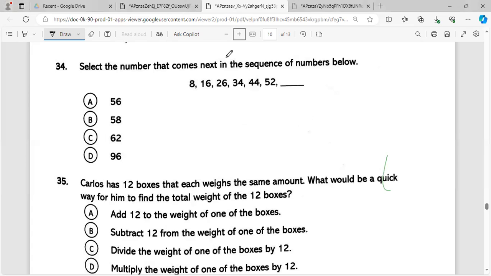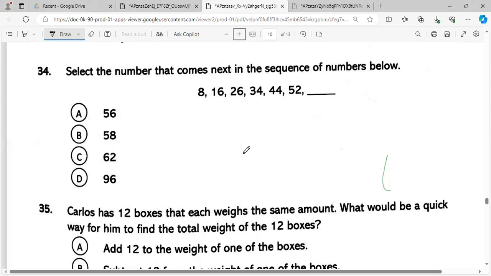This one says, select the number that comes next in the sequence of numbers below: 8, 16, 26, 34, 44, 52. Which number comes next? Sir, can I do it? 62. I think Kalia did want to go, guys. Kalia, you wanted to do this one? Okay, sir. Her hand was open, I didn't see. Go ahead.